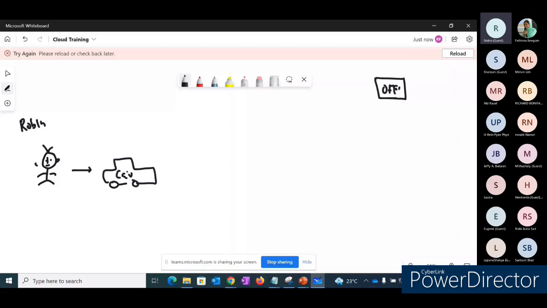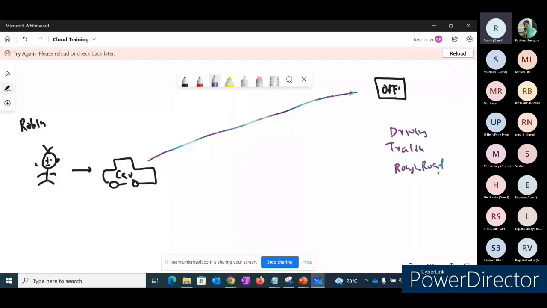So now, if I'm going with a car to my office, can you comment on what challenges I'm going to face? I know driving, okay, so don't comment that Robin needs driving. Yeah, traffic is one of the issues. So driving and traffic, I'll write it. Rough road, yes, it's been raining time. Fuel expense has been one of the important portions. Accident, okay.